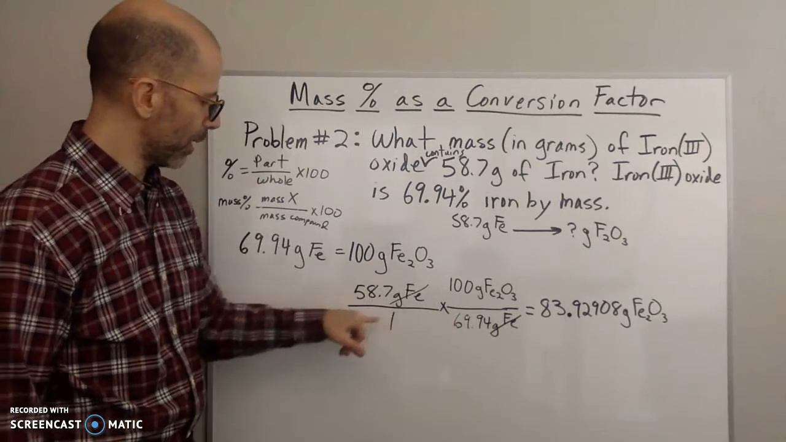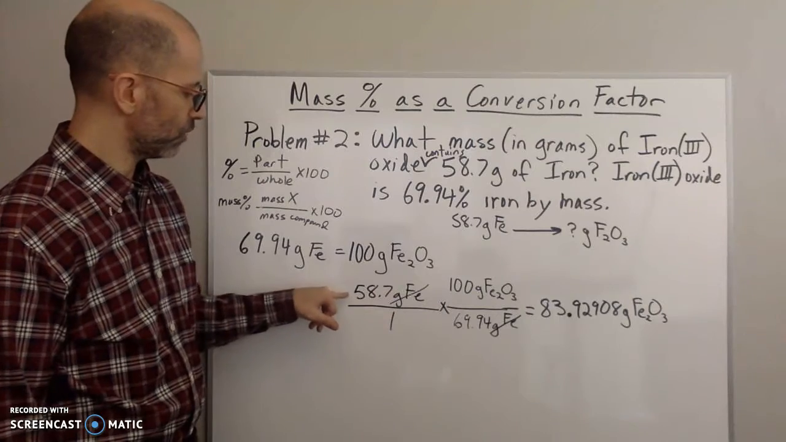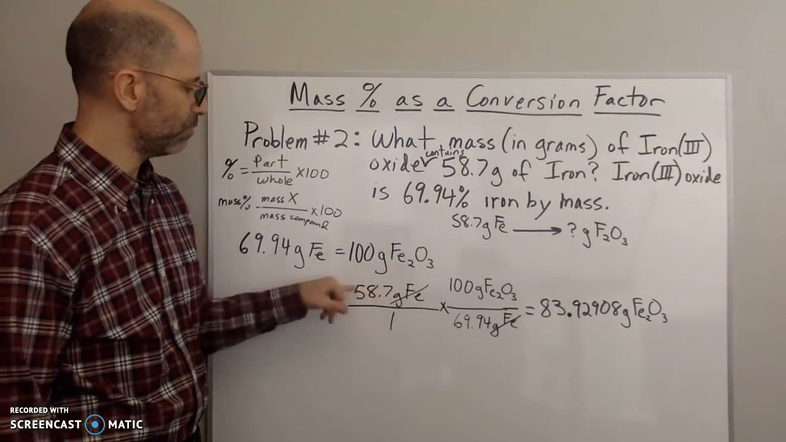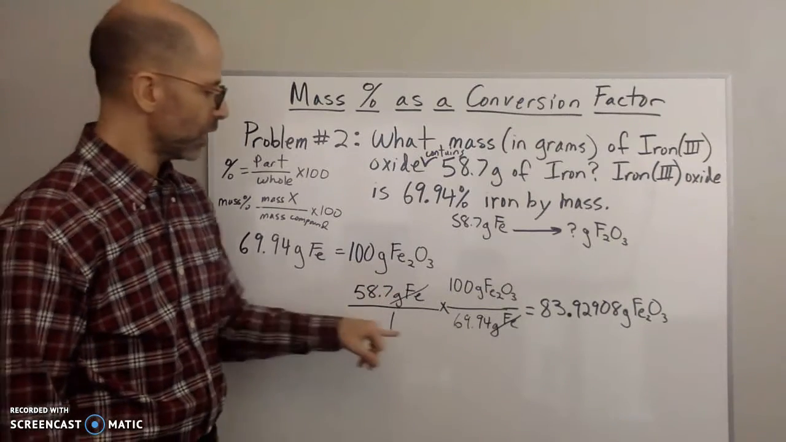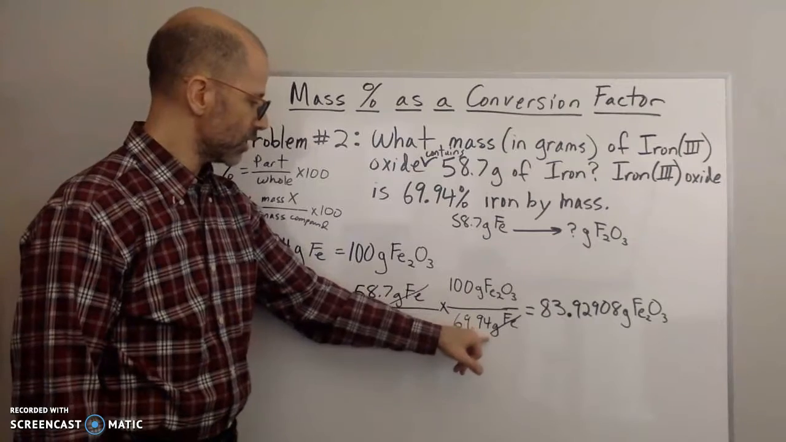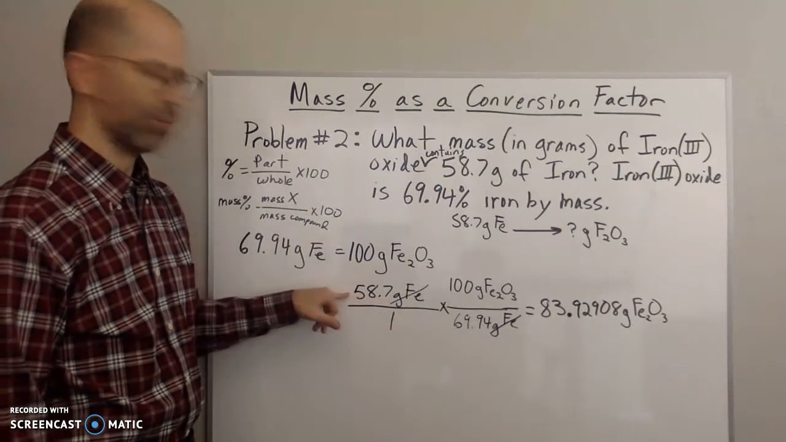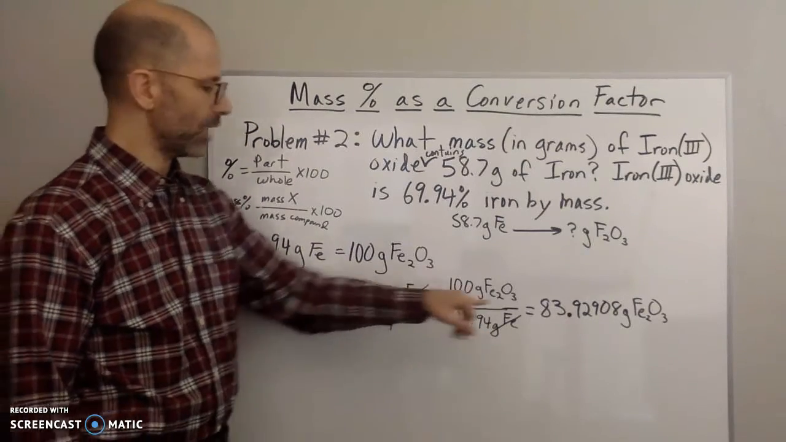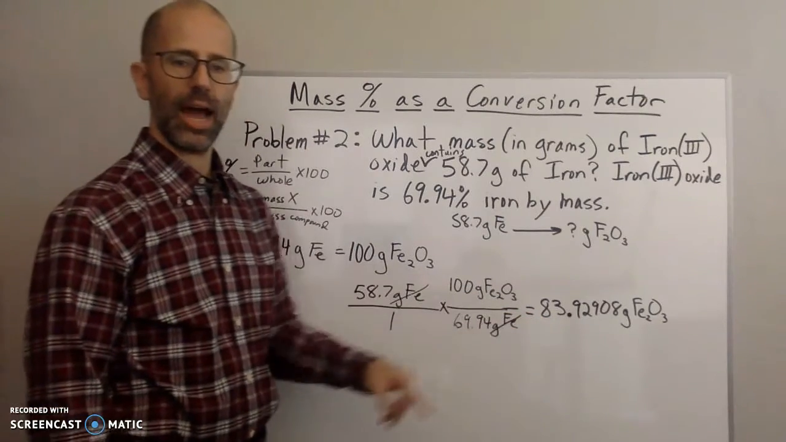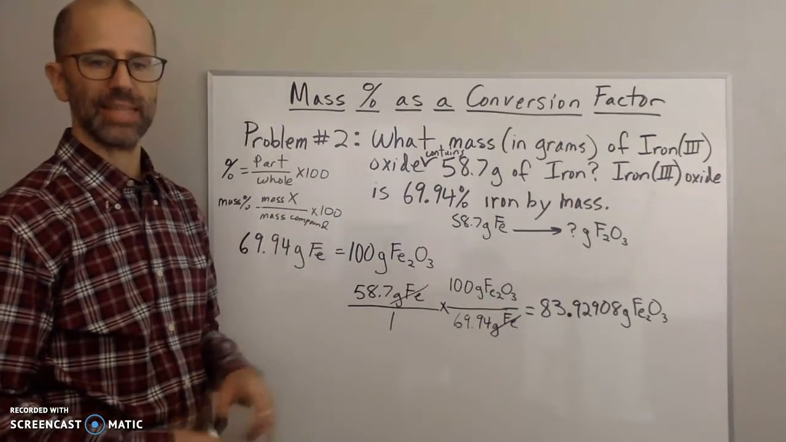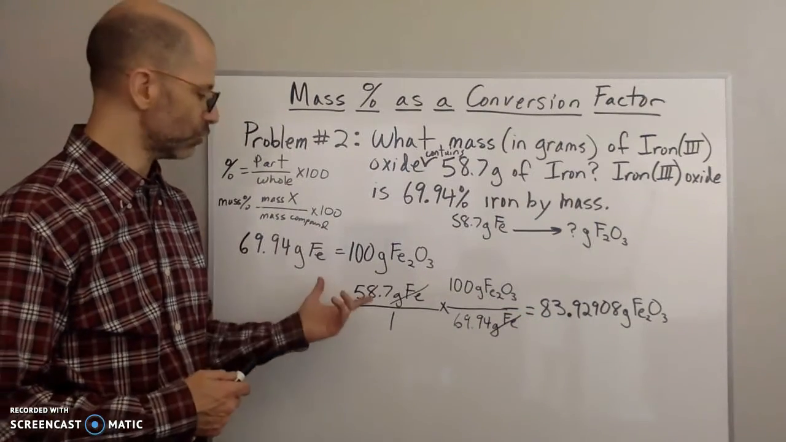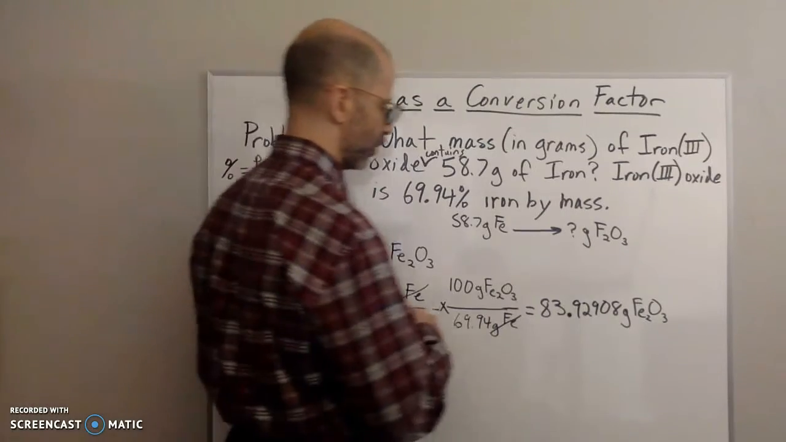And then this is a measure. This is what we are given, 58.7 grams of iron. So that's measure 2. So we look at our sig figs. So this has 4 sig figs. This has 3 sig figs. So our answer should have the same number of sig figs as the least number. And since the least number is 3, then we're only allowed 3.